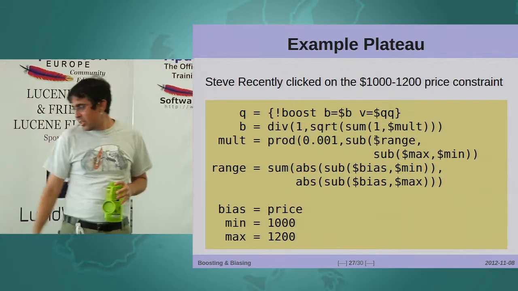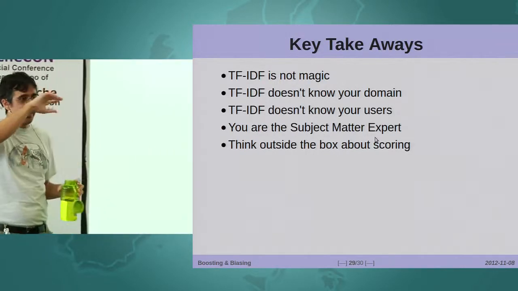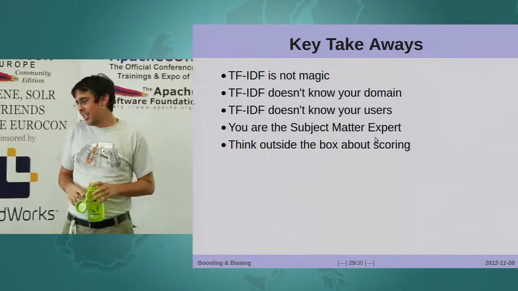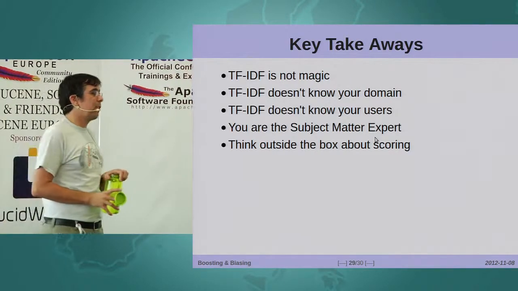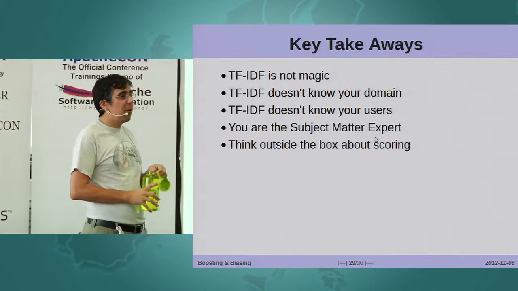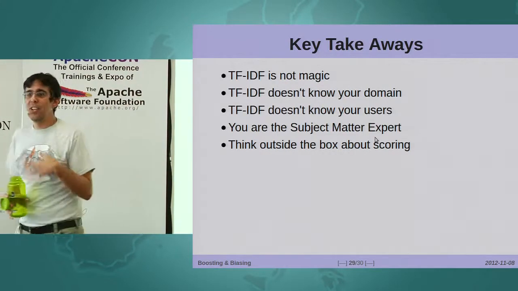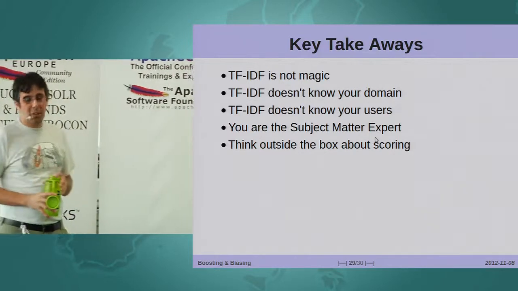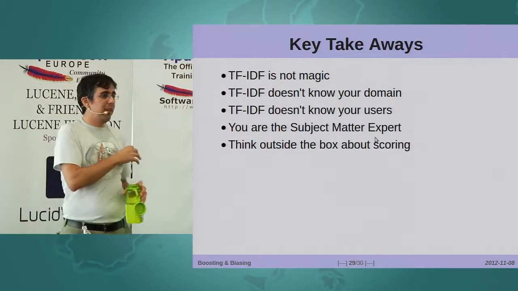In conclusion, TF-IDF is not magic. I mean, TF-IDF is pretty cool, but TF-IDF, the algorithm, is not magic. It does not know your domain. It does not know anything about your users. It doesn't know your goals. It doesn't know your hopes, your dreams, your objectives. It doesn't know what business metrics you're going to be measured on this quarter. You know those things, and you can encode them and express them as a mathematical equation, and you can plug that in because you're the subject matter expert. You know all of this stuff.